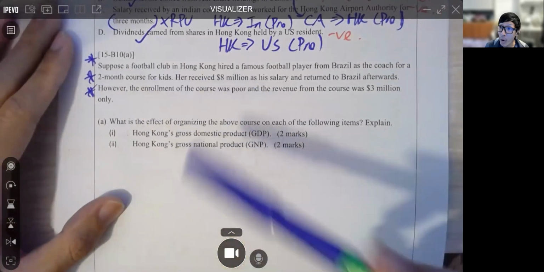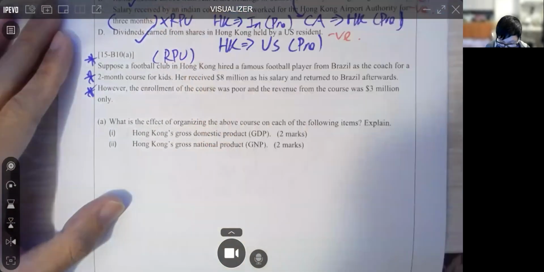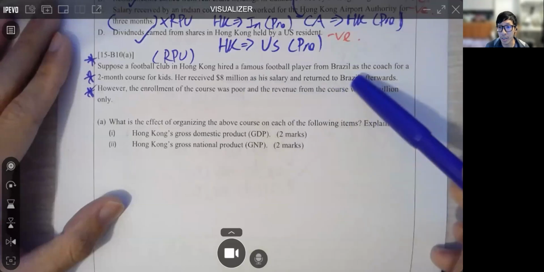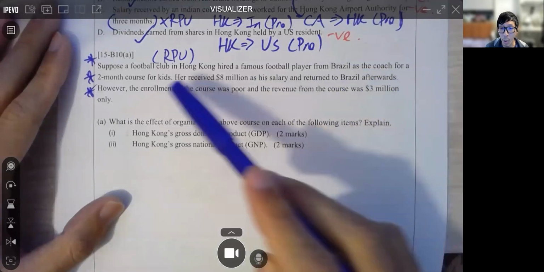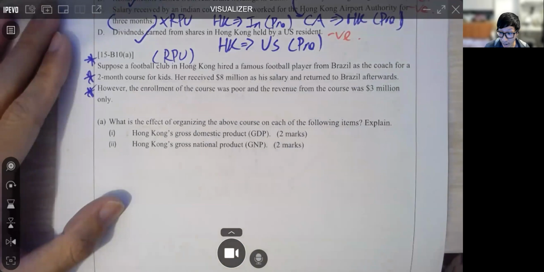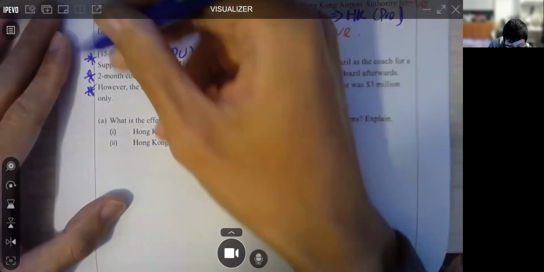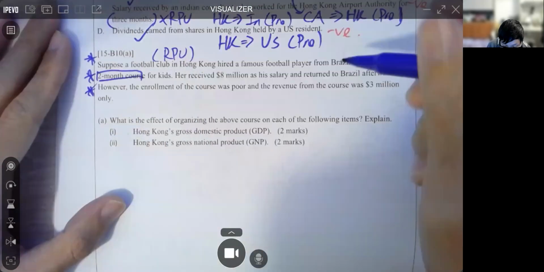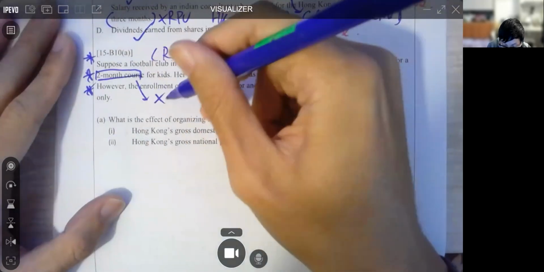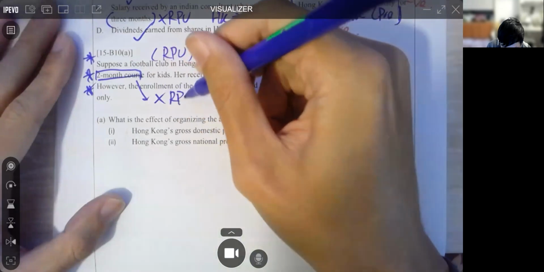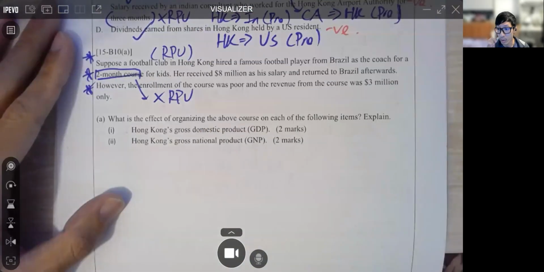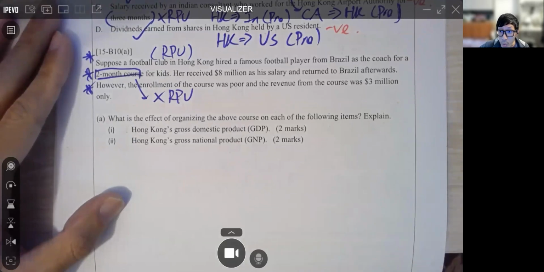嗱，記住啦 football club in Hong Kong. So this is an RPU of Hong Kong. Hire Brazil as a coach for 2 months. 嗱，小心啦，好敏感啦要。2 months. What does that mean? It means that this Brazil guy is not RPU. OK，得唔得？佢唔係 RPU 嚟㗎，not an RPU.